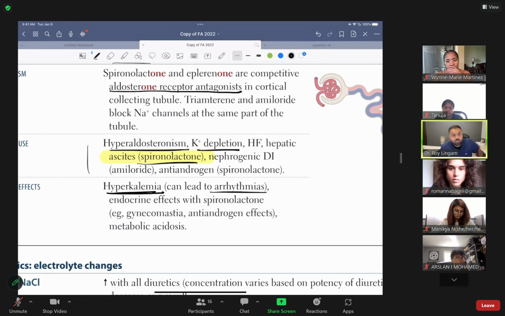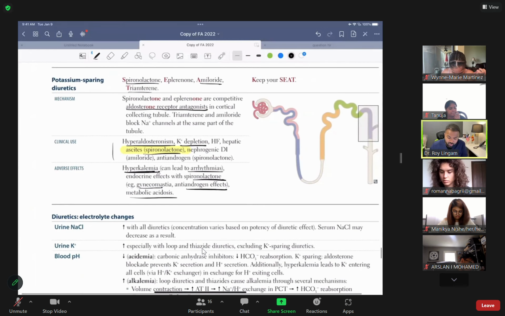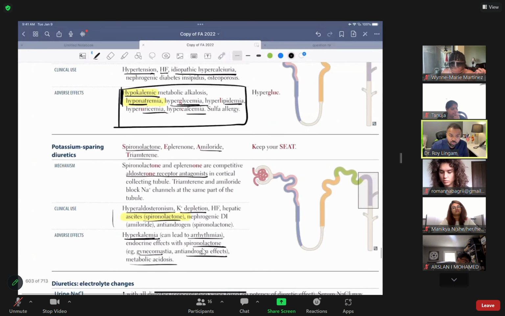Very good. From the beginning of the ventricular contraction till the end of ventricular relaxation, or in other words, ventricular depolarization plus repolarization. Okay, good. All right. And the next thing to learn, spironolactone gives you gynecomastia, an anti-androgen effect, folks. And metabolic acidosis. Why? Because it also inhibits hydrogen excretion. So that's potassium sparing diuretics.